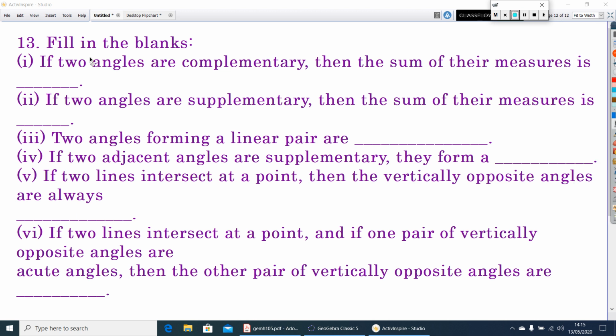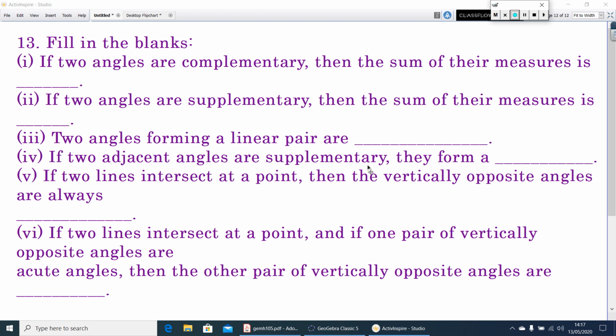This is a summary. Fill in the blanks. If two angles are complementary, then the sum of their measure is dash. Write the measure of the angle. Now if two angles are supplementary, then the sum of their measure is dash. Now two angles forming a linear pair are dash. You have to write whether they are supplementary or complementary. Of course, linear pair means it is a line, so opposite rays, so the angle is 180 degrees. So supplementary is the answer.